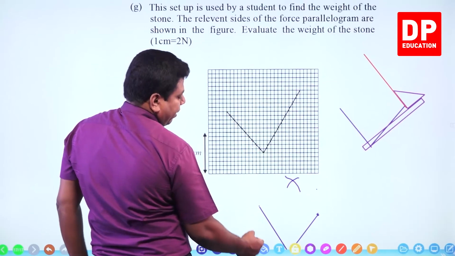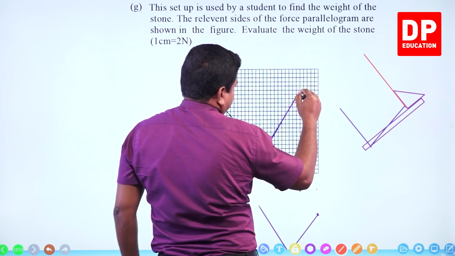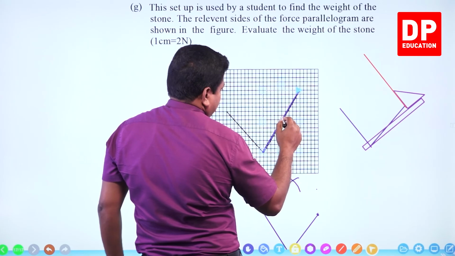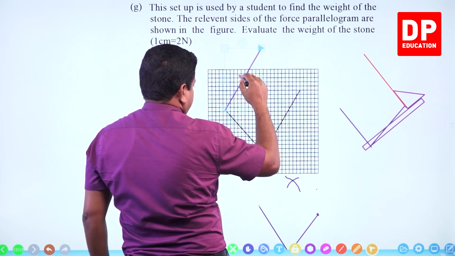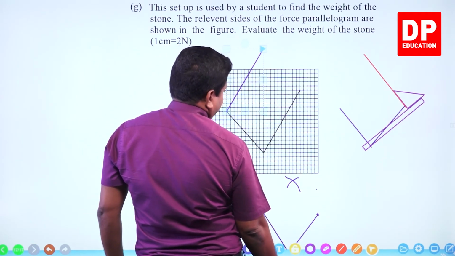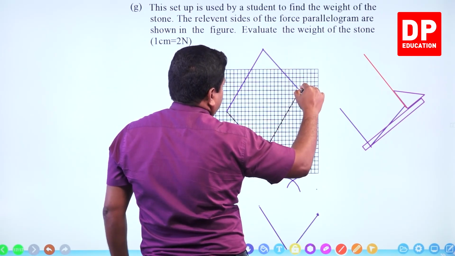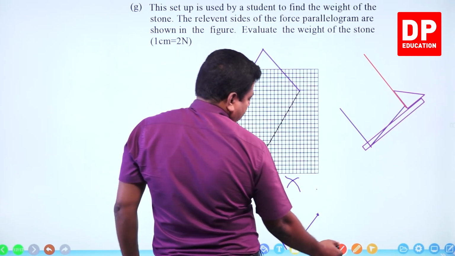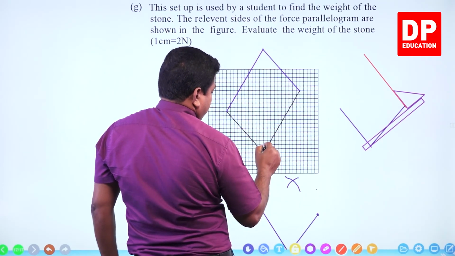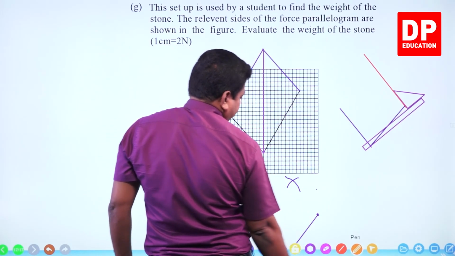Let me complete the parallelogram here. Since I am doing it on a computer, I will just draw a line parallel to this and move it here. Right. Then that will be the parallelogram. After drawing the parallelogram, you have to draw the diagonal that comes vertical as expected.